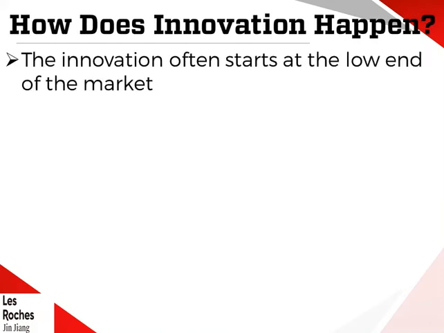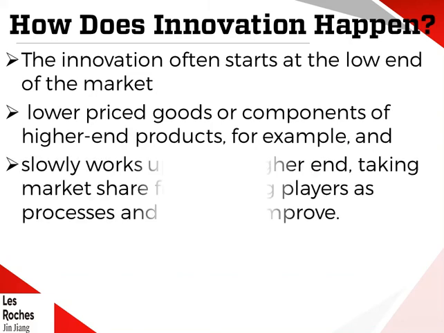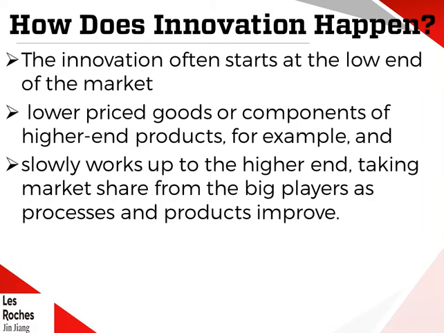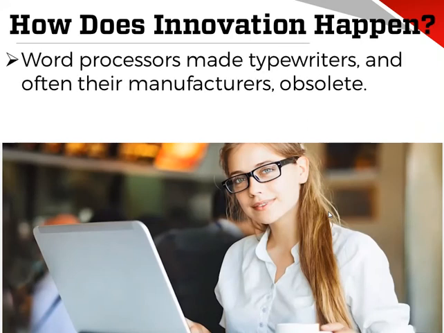So, how does innovation happen then? Innovations often start at the lower end of the market, with lower priced goods or components of high end products, for example, and slowly work up to the higher end, taking market share from the bigger players as processes and products improve. The word processor made the typewriter and often its manufacturers obsolete, right? Now we don't use typewriters anymore. The word processor has taken its own. We don't see typewriters anywhere. That's obsolete now.